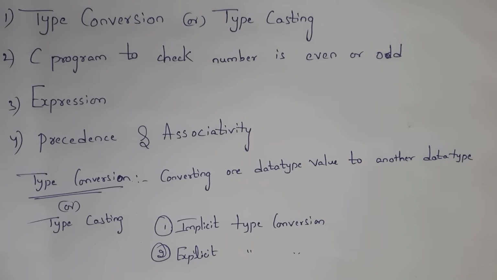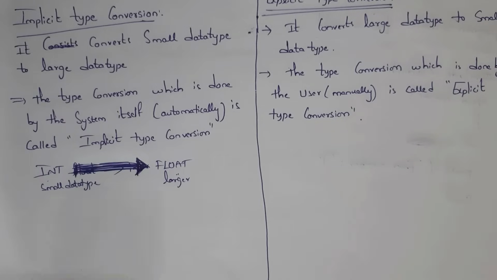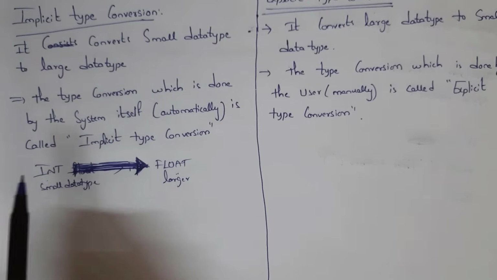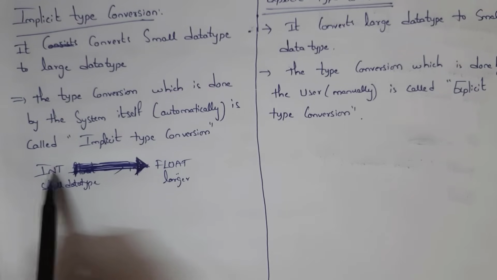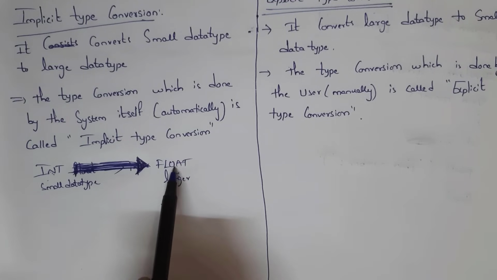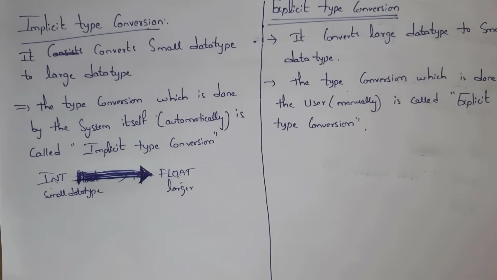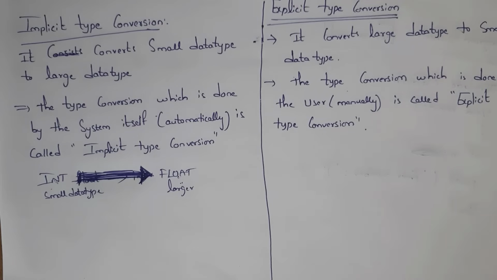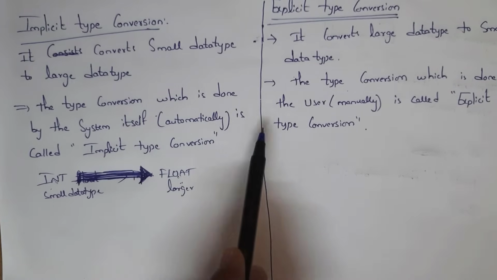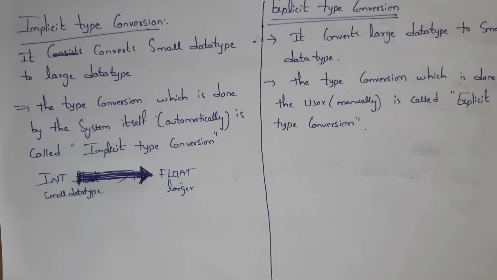Now I will explain what is implicit type conversion. Implicit type conversion converts smaller data type value to larger data type. For example, integer is a smaller data type. So if we convert this integer to a larger data type like float, then we call it implicit type conversion. In implicit type conversion, converting one data type to another is done by the system itself automatically. So the definition of implicit type conversion is: the type conversion which is done by the system itself automatically is known as implicit type conversion. I will give one example so that you can clearly understand.